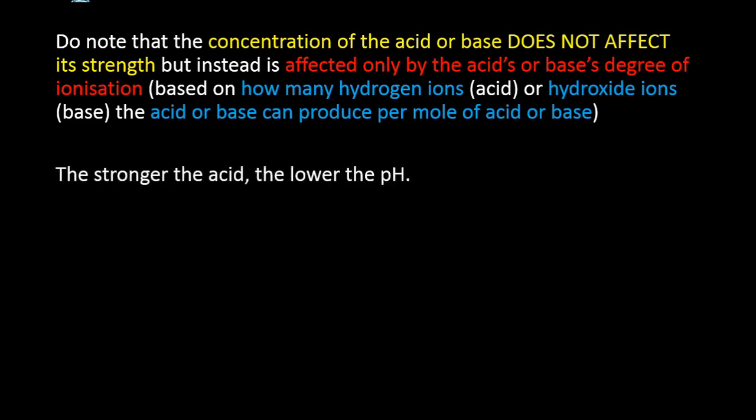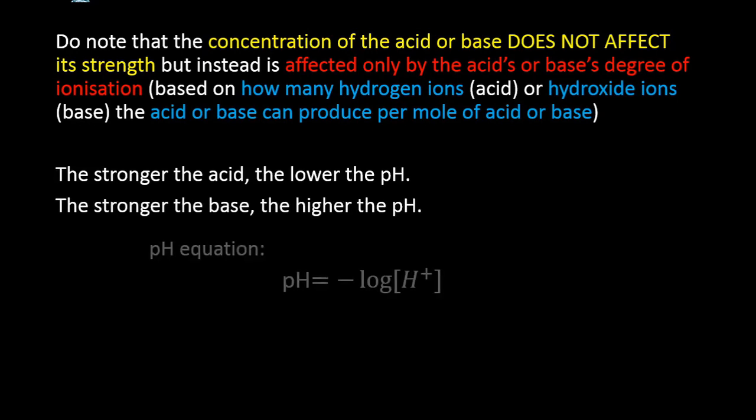The stronger the acid, the lower the pH. pH is known as potential hydrogen. The stronger the base, the higher the pH. So here's the equation for finding out the potential hydrogen or pH of a solution. The pH of a solution is the negative log base 10 of the concentration of hydrogen ions in solution. Do know that the concentration of hydrogen ions in this case is the number of moles of hydrogen ions per decimeter cubed.